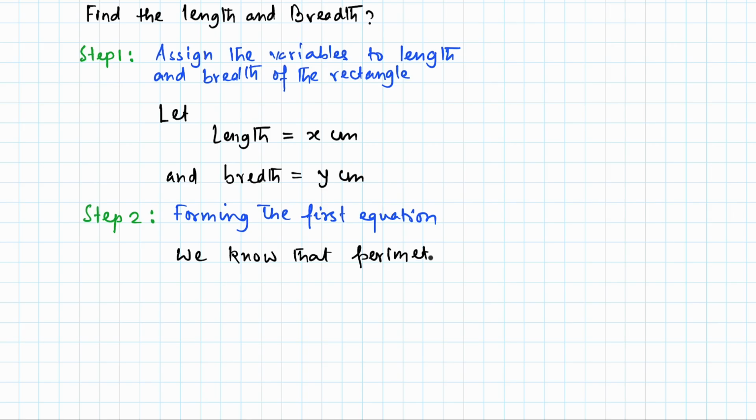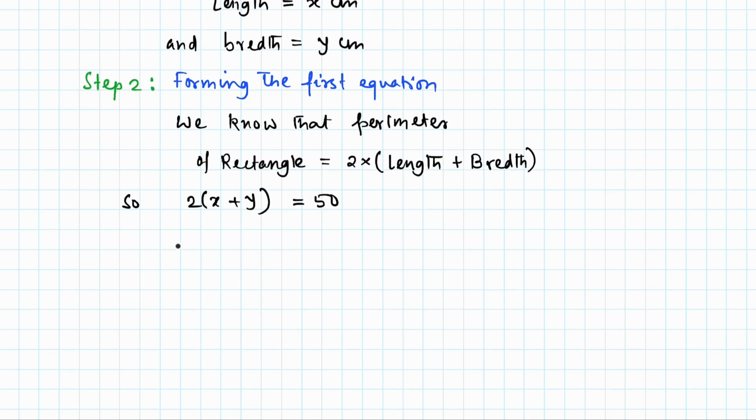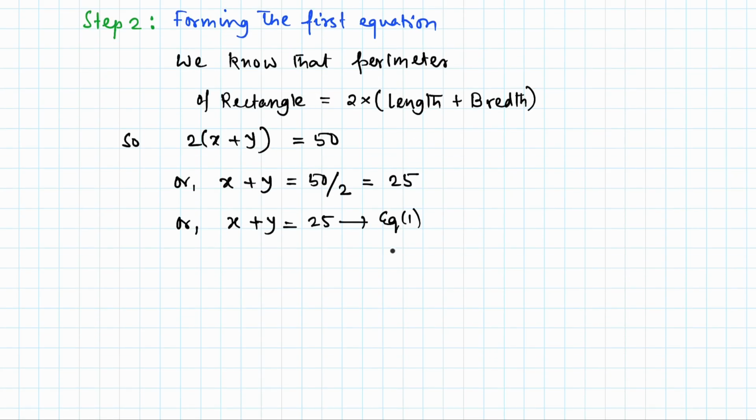So we know that the perimeter of a rectangle is given by 2 times (length plus breadth), and now we are putting the variables in place of length and breadth. So it will become 2 times (x plus y), which will equate to 50, which is given in the problem. Then x plus y equals 50 by 2, which is 25. So my first equation becomes x plus y equals 25. Clear?